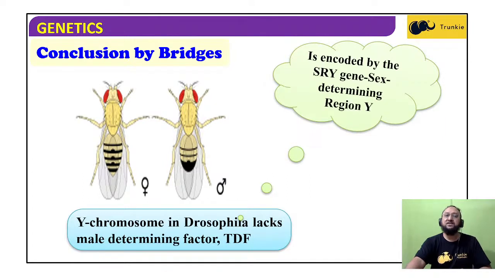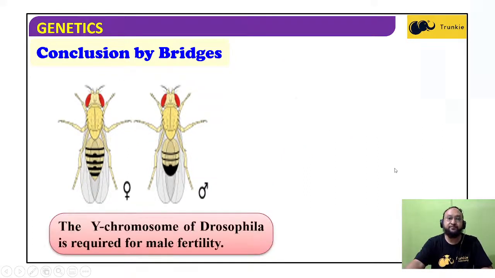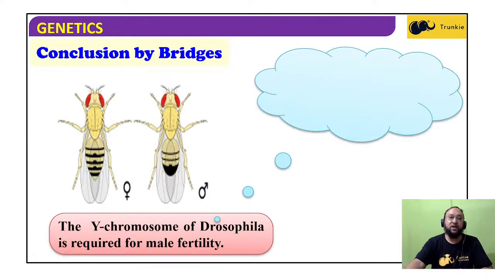In humans, TDF on the Y chromosome is encoded by the SRY gene, the sex determining region Y. That gene is responsible for the testis determining factor. And the Y chromosome of Drosophila is required for male fertility.